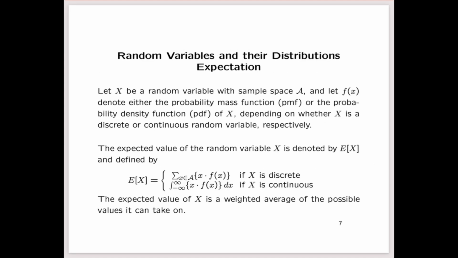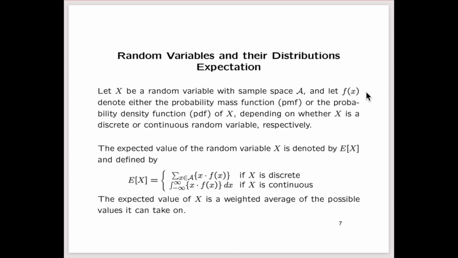Now, once we've defined random variables and talked about their distributions, we can start talking about characteristics of those distributions. So let X be a random variable, either of the discrete type or the continuous type, and denote the sample space of the random variable X by script A. And so the sample space, again, is the set of all possible values that the random variable X takes on. And then we'll denote by lowercase f either the probability mass function, the PMF, or the probability density function, the PDF, depending upon whether X is a discrete random variable or a continuous random variable, respectively.